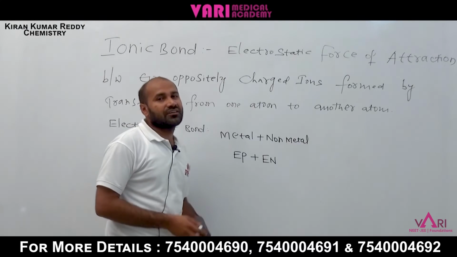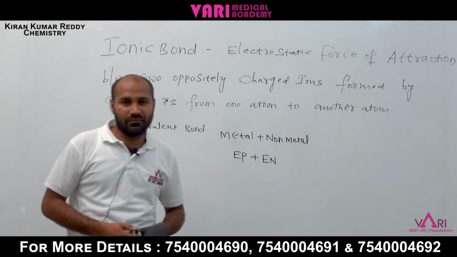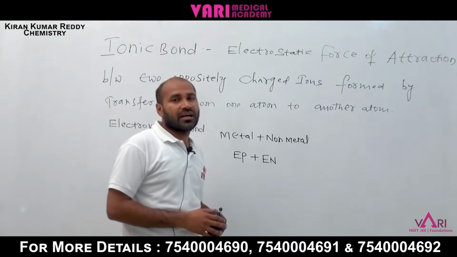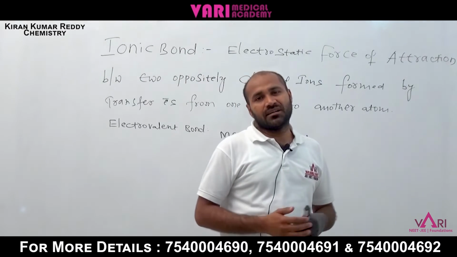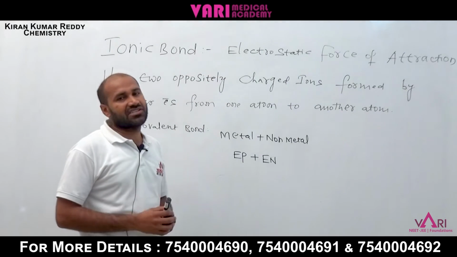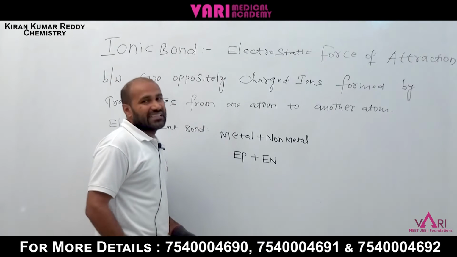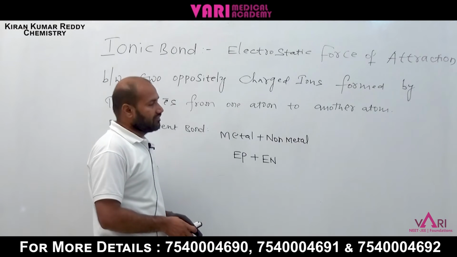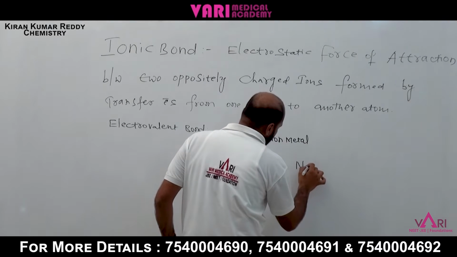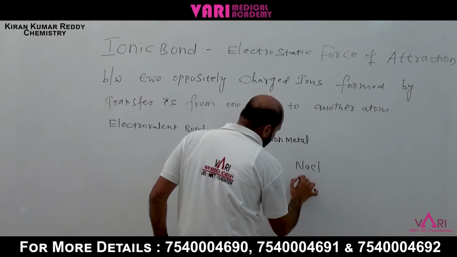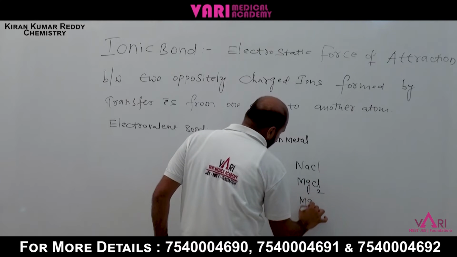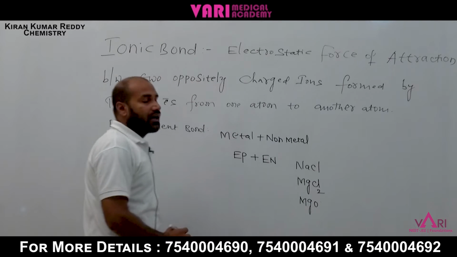For example, take first A group elements and second A group elements. First A group elements are hydrogen, lithium, sodium, potassium, rubidium, cesium, francium. Second A group elements are beryllium, magnesium, calcium, strontium, barium. These are metals, combined with non-metals. We can take NaCl as an example of ionic bond. Next are magnesium chloride, MgCl2, and MgO, magnesium oxide.